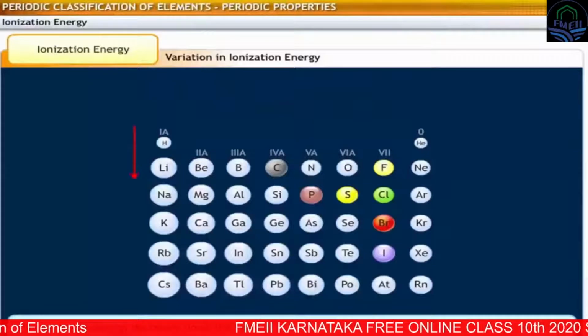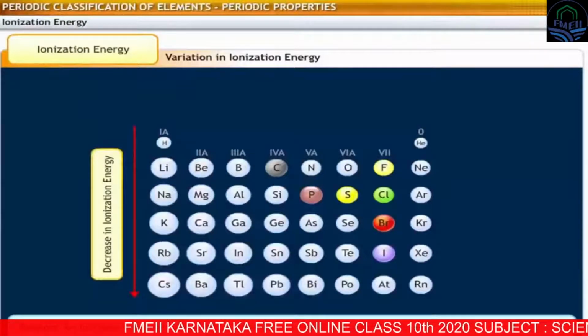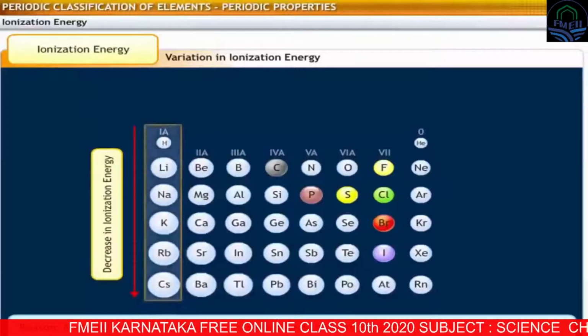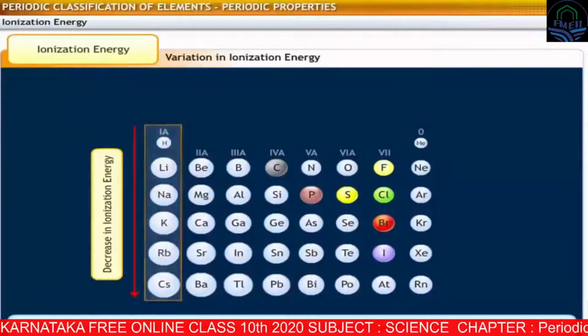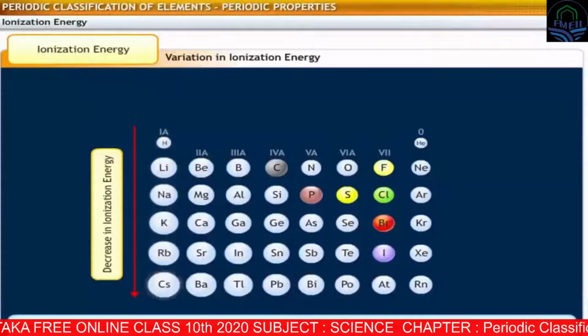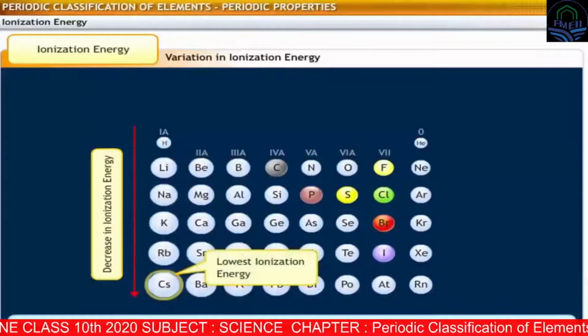Down a group, the ionization energy decreases due to an increase in atomic size. In the periodic table, alkali metals possess low ionization energies. Cesium, an alkali metal, has the lowest ionization energy.